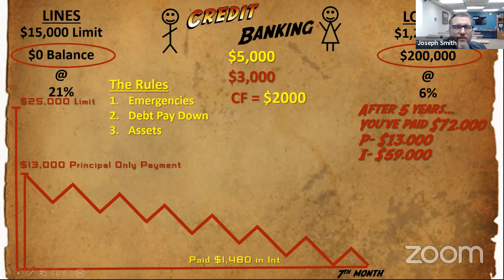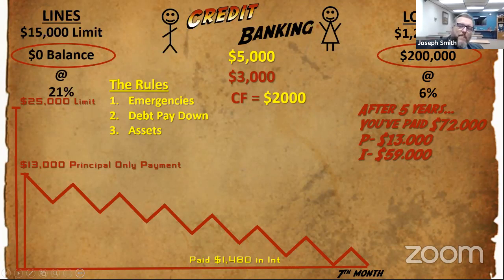You'll have paid $72,000 towards your home mortgage. And the way that breaks down is you have $13,000 going towards the principal. Again, these numbers are rounded. And then you have $59,000 going to interest. So look at that very carefully.